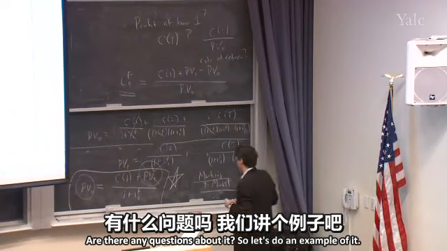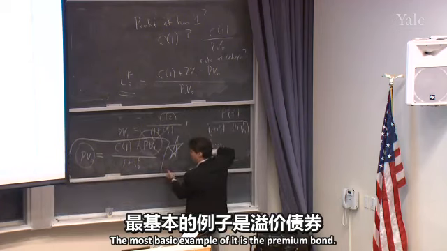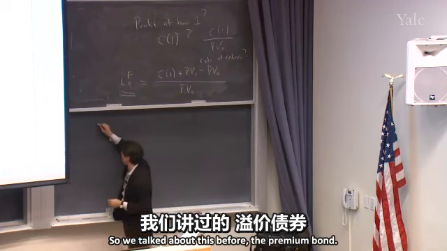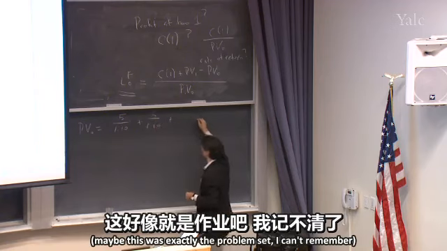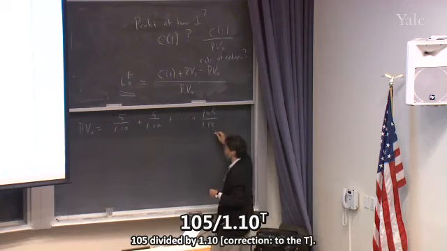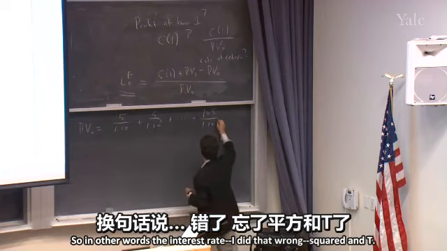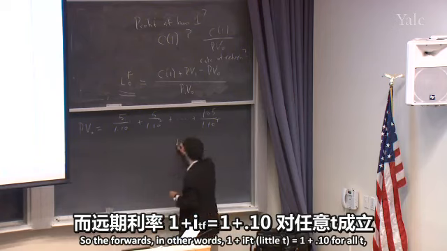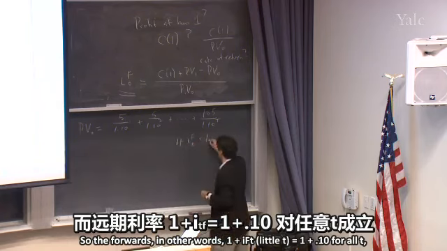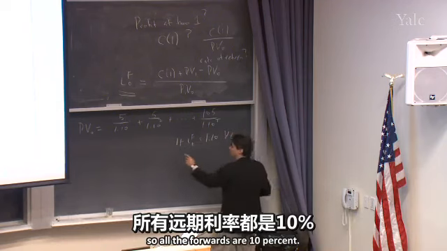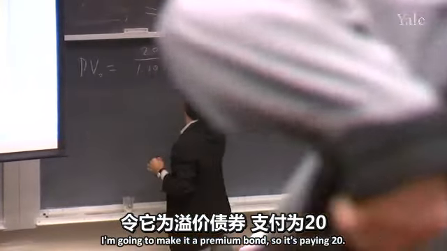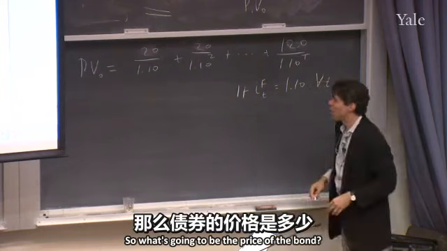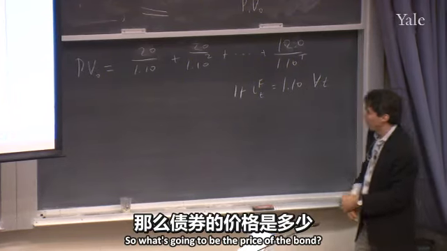Okay, so let's do an example of it. The most basic example is the premium bond. We talked about this before. So let's say you have PV0 equals 5 divided by 1 plus 10%, plus 5 divided by (1 plus 10%) squared, and so on. So the interest rate, so the forwards, in other words, 1 plus f_t equals 1 plus 10% for all t. So all the forwards are 10%. The bond is paying, I can't remember which one I did. Let's do 20 here. I'm going to make it a premium bond, so it's paying 20. Okay, so what's going to be the price of the bond?